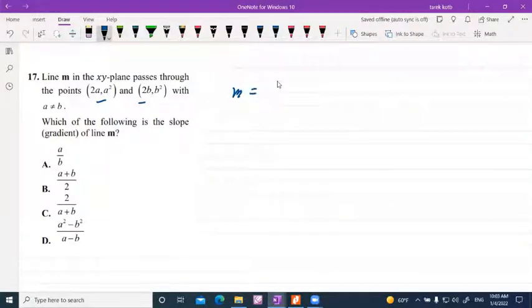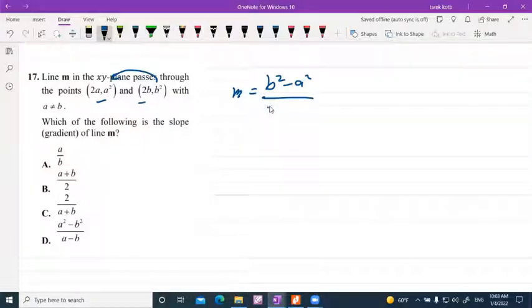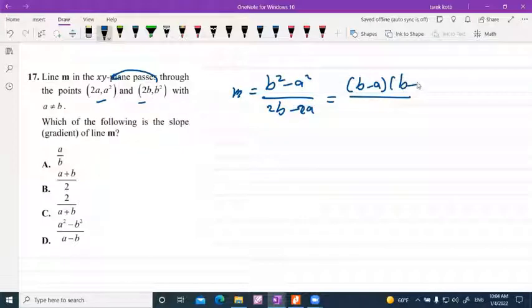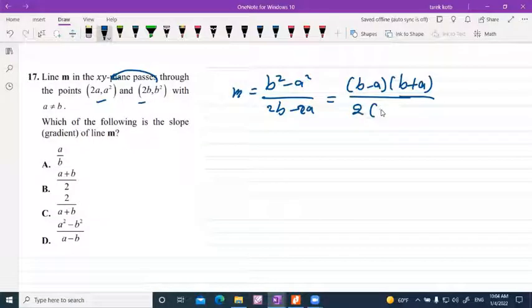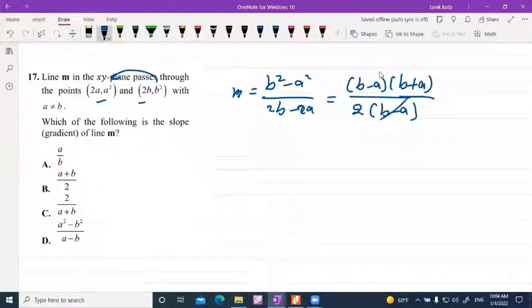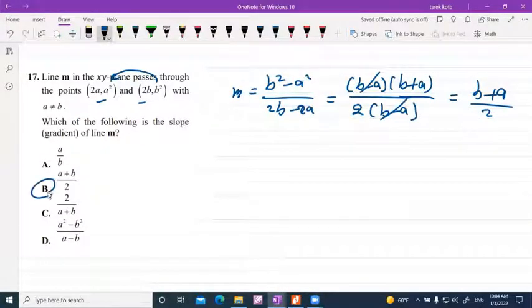Since the line passes through these 2 points, I can get the slope. The slope, which is m, equals y2 minus y1 over x2 minus x1, which means b squared minus a squared over 2b minus 2a. If you factorize, this will be b minus a times b plus a. You get a common factor, b minus a. You cancel this, and it will be b plus a over 2.